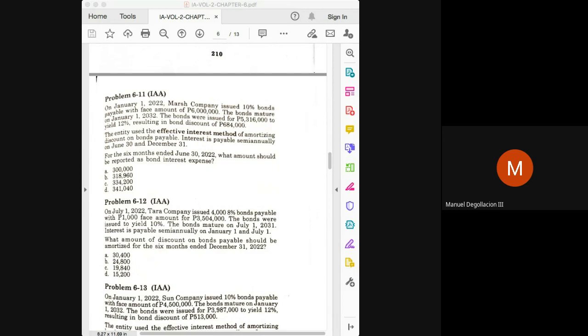So perhaps we will include problem 6-11 on our exam, and those four questions would be asked. And possibly we will expand this to December 31, 2022. So you will now have two amortization periods.